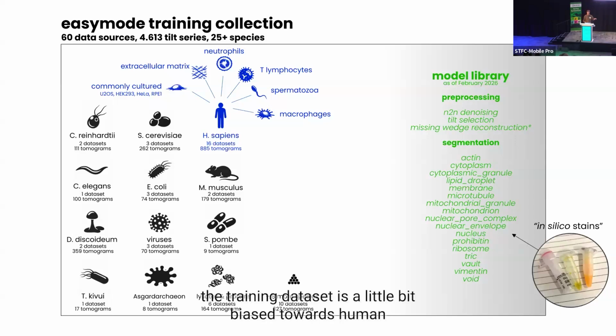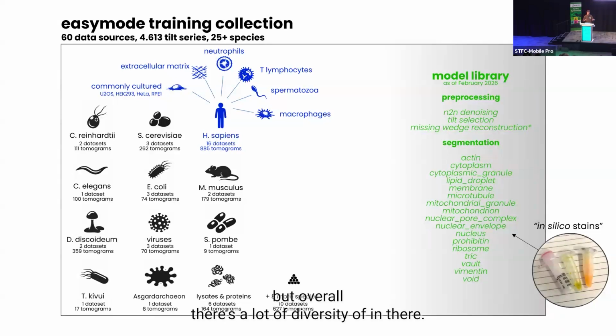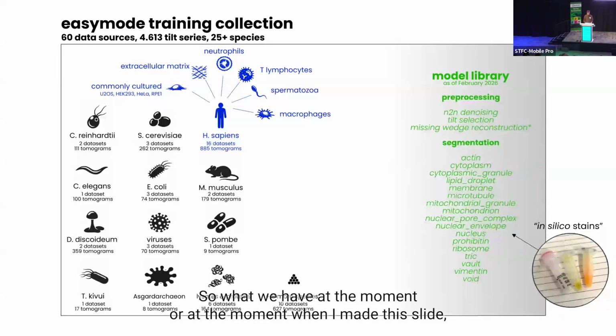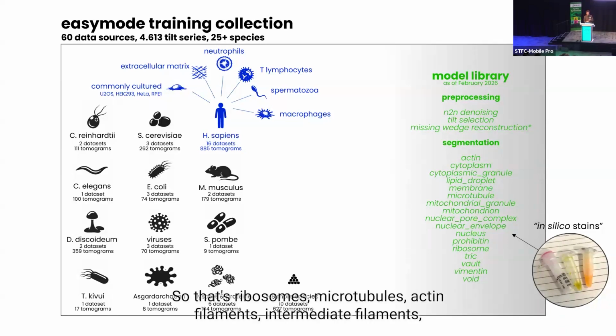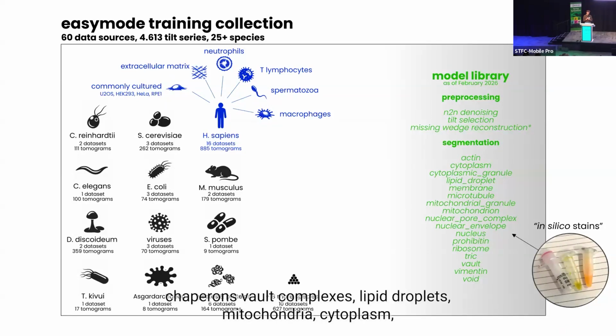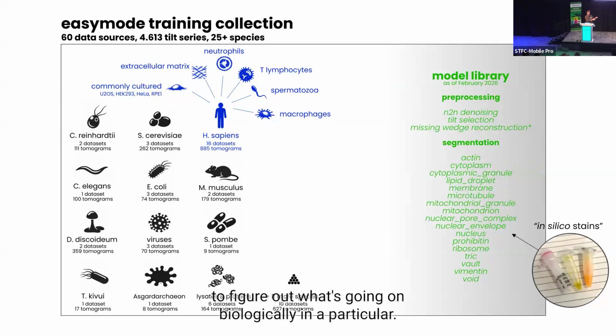The training data set is a little bit biased towards human cell types, because about half of it, I think, is eukaryotic, and then slightly under half is human cell types. But overall, there's a lot of diverse stuff in there. What we have at the moment, when I made this slide, because by now we have a little bit more, is networks that detect most of the usual suspects in cellular cryoET. That's ribosomes, microtubules, actin filaments, intermediate filaments, chaperones, vault complexes, lipid droplets, mitochondria, cytoplasm, nucleus, all that sort of stuff. So most of the big things that you might want to identify in order to figure out what's going on biologically in a particular tomogram.